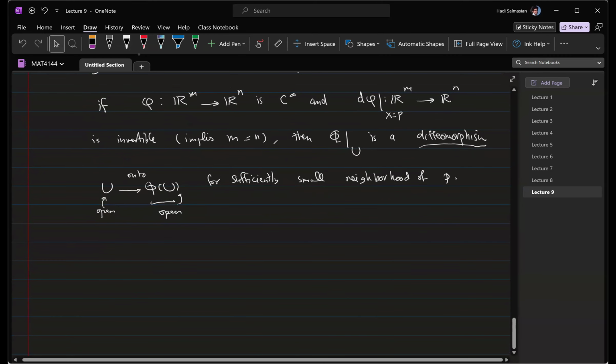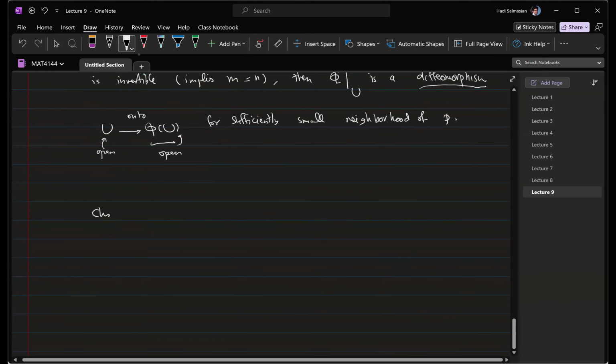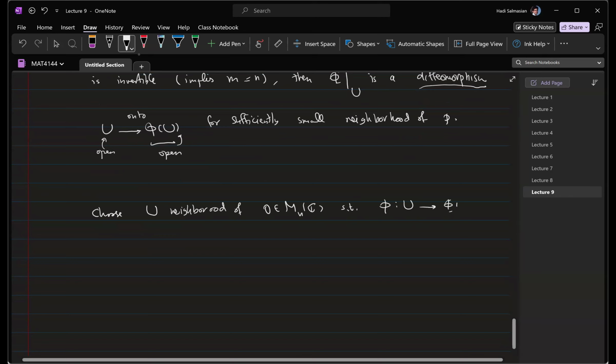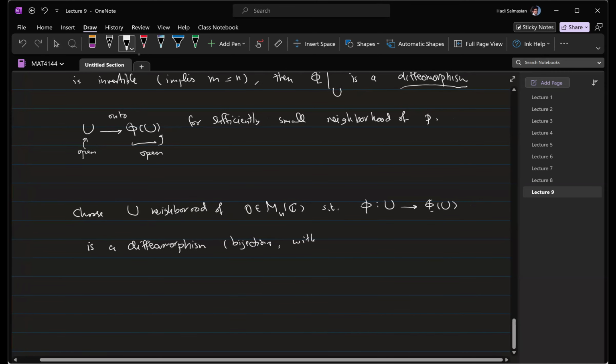Okay, so now what is the consequence? Choose a neighborhood U of 0 in M and C such that phi from U to phi(U) is a diffeomorphism. That means a bijection with differentiable inverse, with C infinity inverse. Okay?